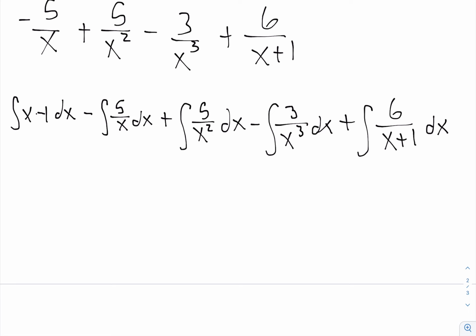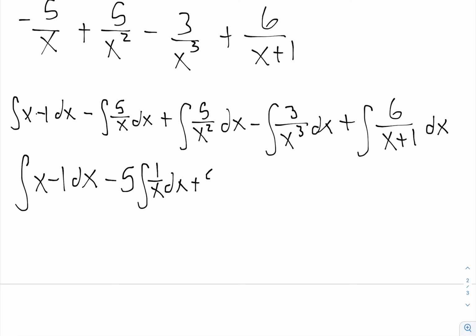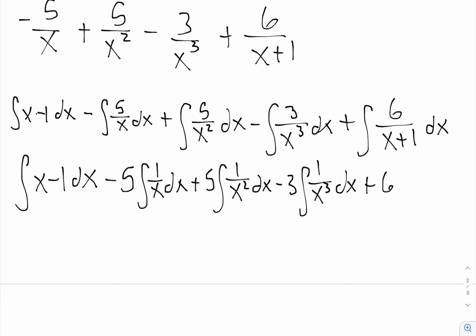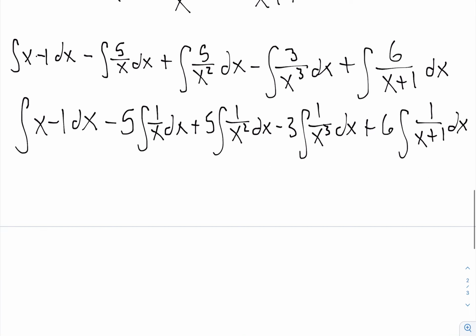So let me just simplify this a bit more. This is the integral of x minus 1 dx. And notice how this 5 is multiplying into 1 over x, so it's going to be minus 5 times the integral of 1 over x dx. And then it'll be plus 5 times the integral of 1 over x squared dx, minus 3 times the integral of 1 over x cubed dx, and then plus 6 times the integral of 1 over x plus 1 dx. Okay, so now we have that. Now it's just a matter of evaluating each of these integrals individually.